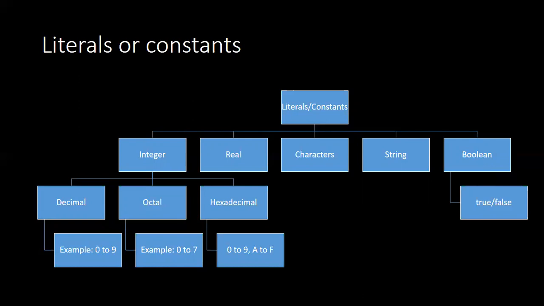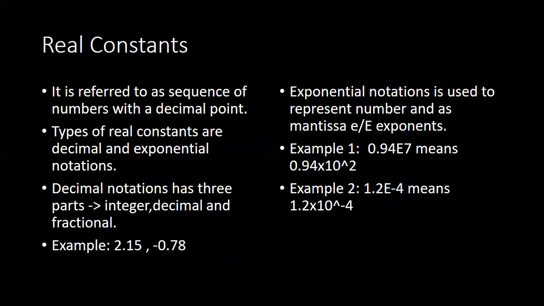Real values, the point values, we will be seeing in the next slide. Then character, string, and boolean. Boolean basically stands for switching on or switching off. Switch on denotes true and switch off denotes false. Remember that true and false, written specifically in small letters as in the slide, are Java keywords.